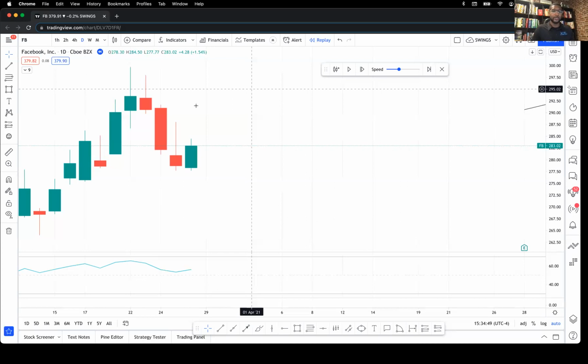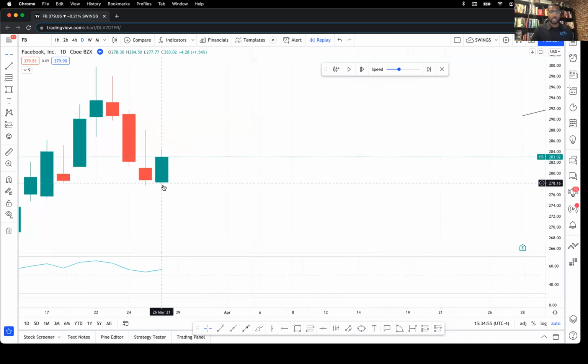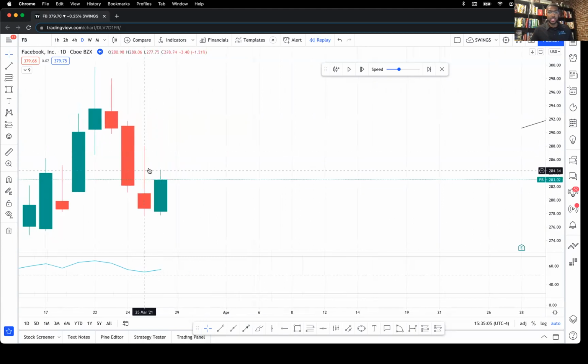So as you can see here on Facebook, it opened up down here and it actually went all the way down here. You can see by that wick, the wick brought the price all the way down here. So at one point it was completely red, right? And then it turned around and went all the way up to here, about 284.68. Then it actually closed here at 283.02, right?